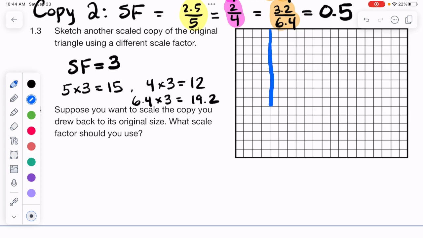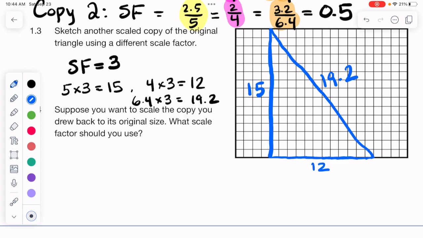This is 15 units. I've counted it, so you should count it too. But that's 15 units tall. Then we'll go 1, 2, 3, 4, 5, 6, 7, 8, 9, 10, 11, 12. 12 units, that's going to be my base. And then if I connect this, that's going to create the right triangle, and this side has to be 19.2 units. So that's now a new scaled copy of my original with a scale factor of 3.